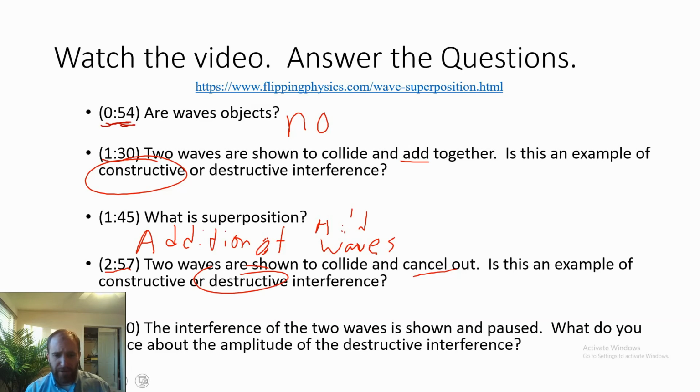At the 3:50 mark, the interference of the two waves is shown in pause. What do you notice about the amplitude of the destructive interference? I'm hoping you wrote one of two things. You either wrote small or 0. What I'm trying to do there is relate this term amplitude to destructive interference. At that moment where he pauses it and shows you that destructive interference, I'm hoping you notice that they largely cancel out, which gives you a very small amplitude resulting wave.